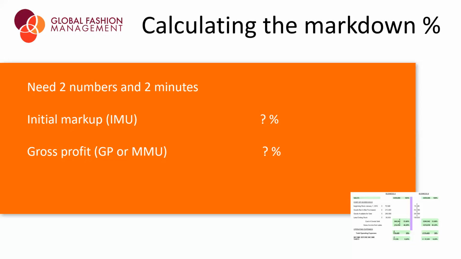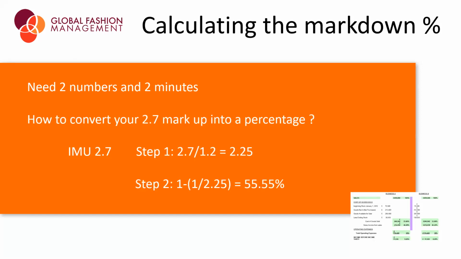So we just need 2 numbers and 2 minutes and possibly a calculator. That helps. As a retailer, on occasion, your initial markup is not known as a percentage, but sometimes as a number like 2.7 or 3. So that is the case. I would like you to convert that 2.7 markup into a percentage.